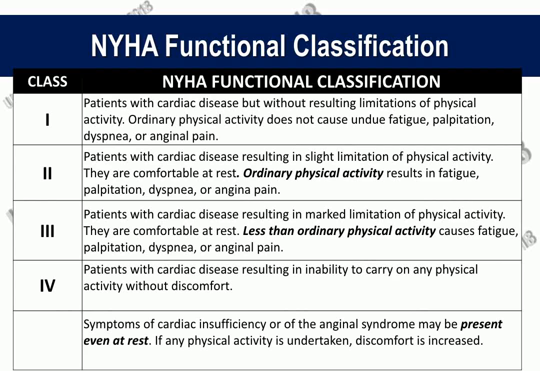On the other hand, a class 2 functional classification has a symptom during ordinary physical activity, while less than ordinary physical activity causing symptoms equates to a class 3 functional classification. And finally, patients who have symptoms even at rest are classified as class 4.